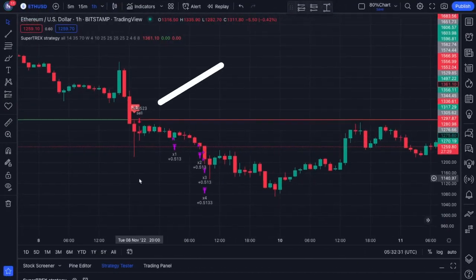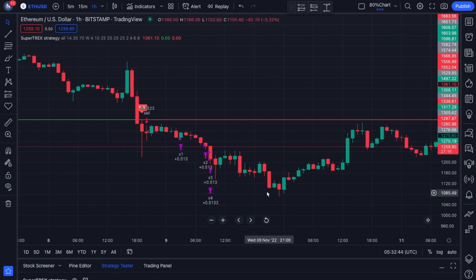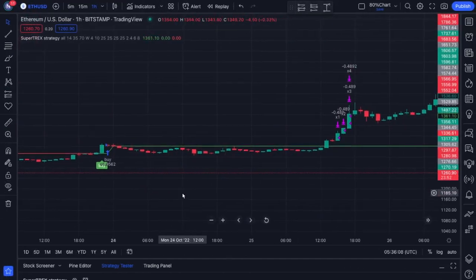Now here is an example of a short entry where you can see this spot here is marked as our entry position. Then you can see the subsequent take profit targets of 2%, then 4%, 6%, and then the final 8% here. Now these take profit points are going to help us find our exit points in this strategy. So this is how the strategy is going to work.